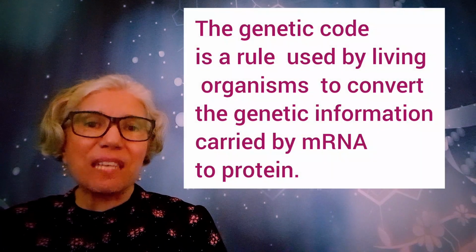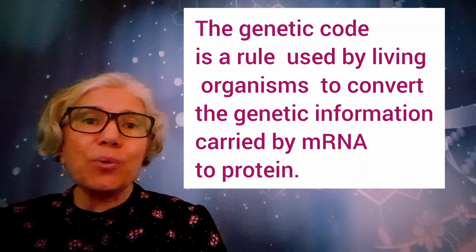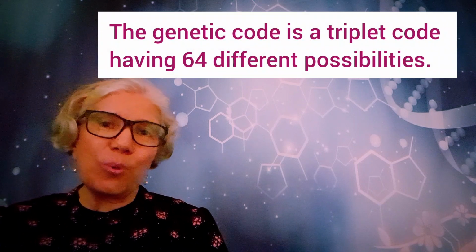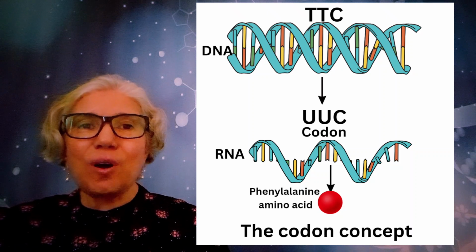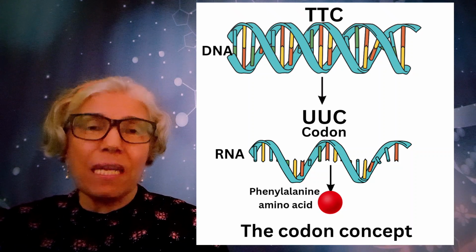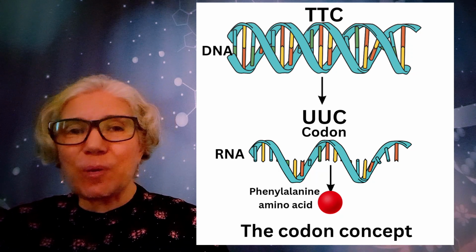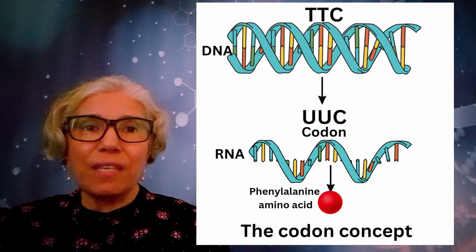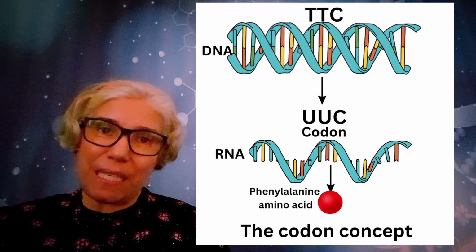So what is the genetic code? The genetic code is a set of rules used by living cells to translate the information encoded within the genetic material into proteins. It is a triplet code having 64 possibilities. In this code, a sequence of 3 nucleotides called a codon in the messenger RNA molecule specifies a particular amino acid in the corresponding protein molecule. The code is written as RNA with a uracil, U, instead of T because it's RNA that's being translated.